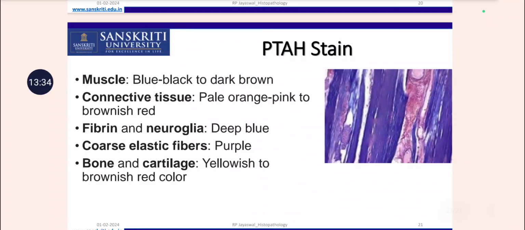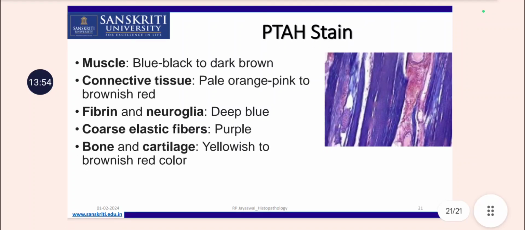So this is the observation. Muscle will appear blue-black to dark brown. Connective tissue will appear pale orange-pink to brownish red, and fibrin and neuroglia will appear very deep blue. Coarse elastic fiber will appear purple. Bone and cartilage will appear yellowish to brownish red in color.